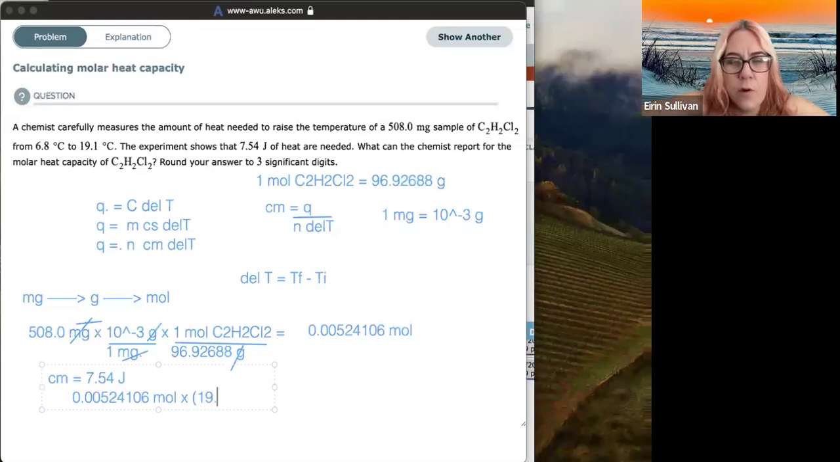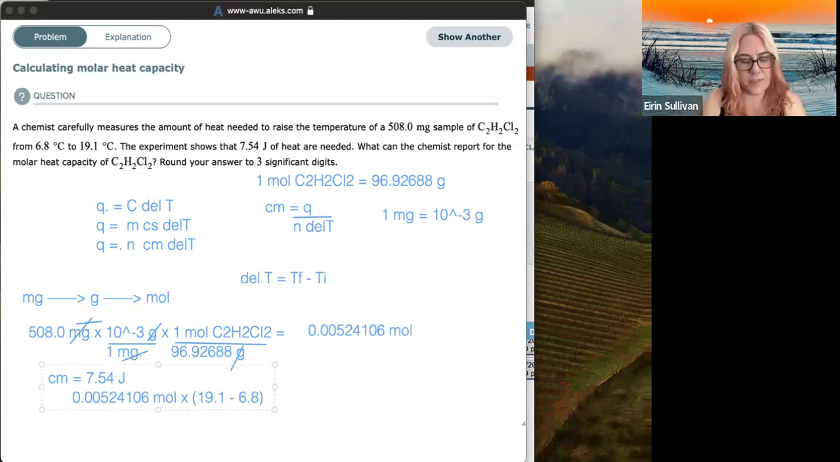So 19.1 minus 6.8. You don't have to worry about converting each of those into Kelvin and then doing the subtraction, because if I add 273.15 to 19.1 and 273.15 to 6.8 and then subtract one from the other, I'm going to get the same number for the difference, right? So it doesn't matter.